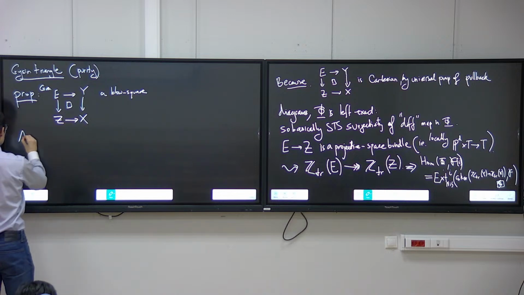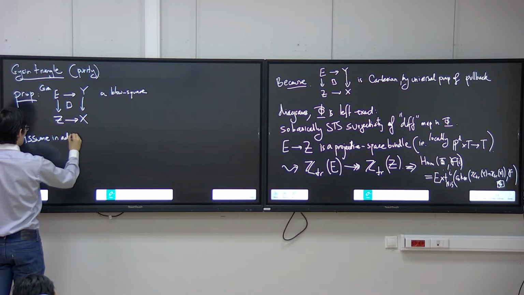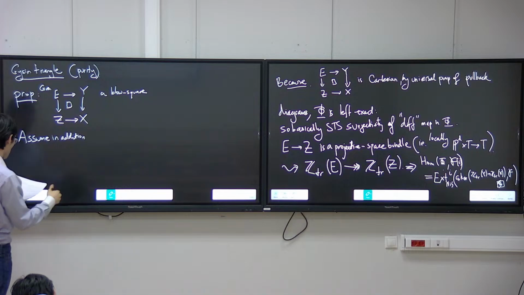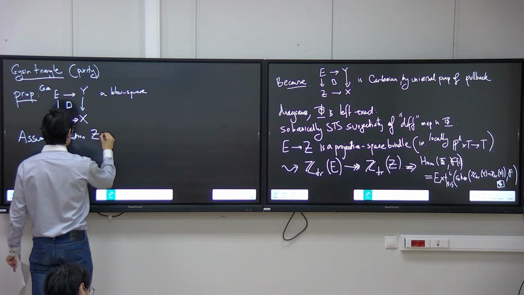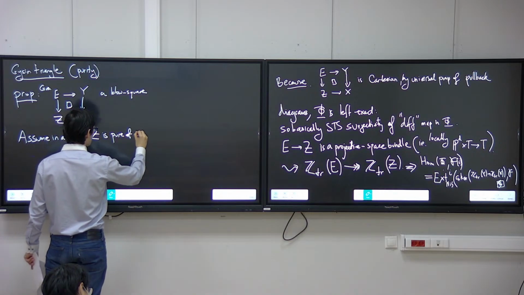Assume in addition... this proposition, by the way, is not Gaisin's triangle, but it's preparation for it. Assume in addition Z is pure of codimension C.